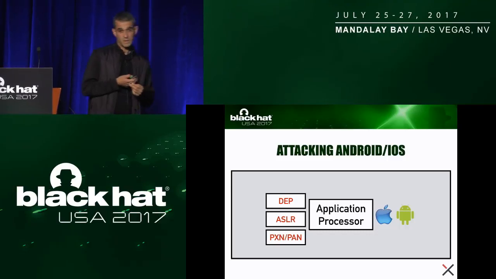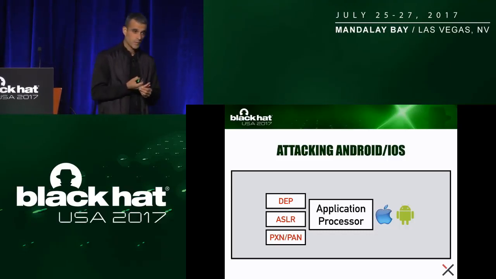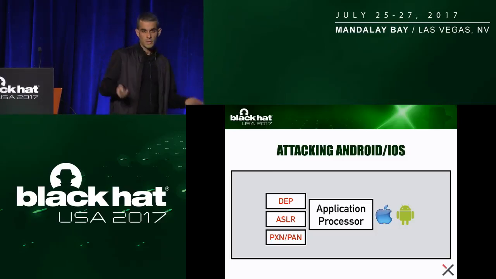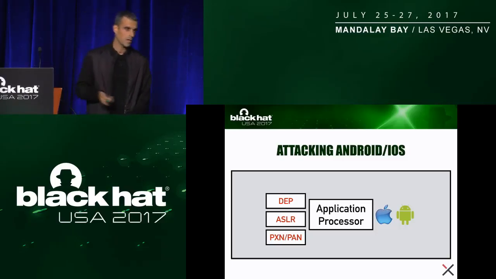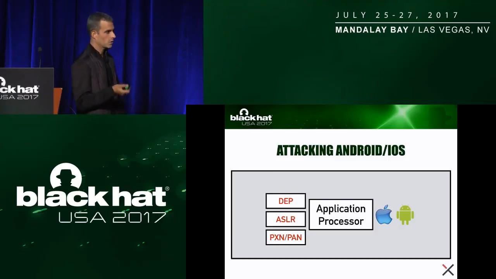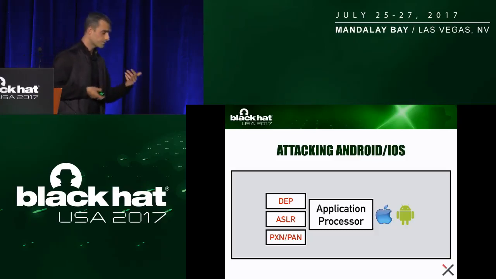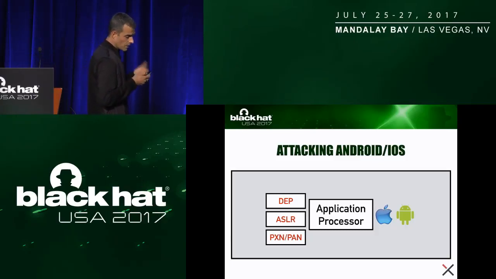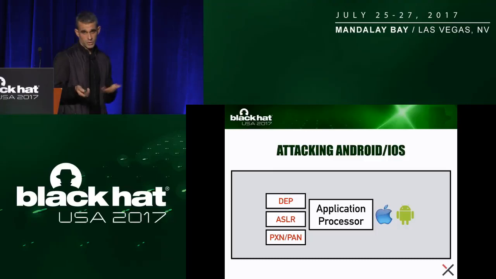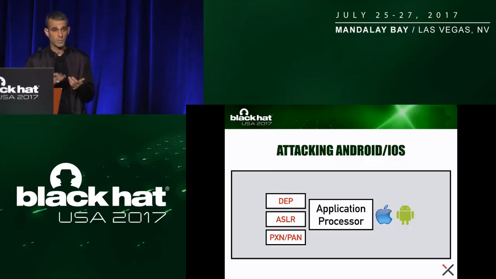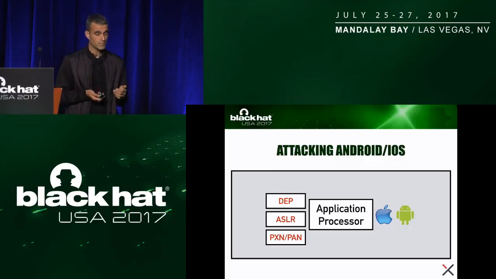First we have DEP and ASLR, which both prevent code running from arbitrary places in memory and prevent us from making assumptions about the memory space. And there's various new mitigations such as PAN and PXN, which prevent us from jumping to userland from the kernel or accessing data that we're not supposed to from userland or from the kernel. So that's really hard work for us to develop an exploit in such conditions, especially a remote one.